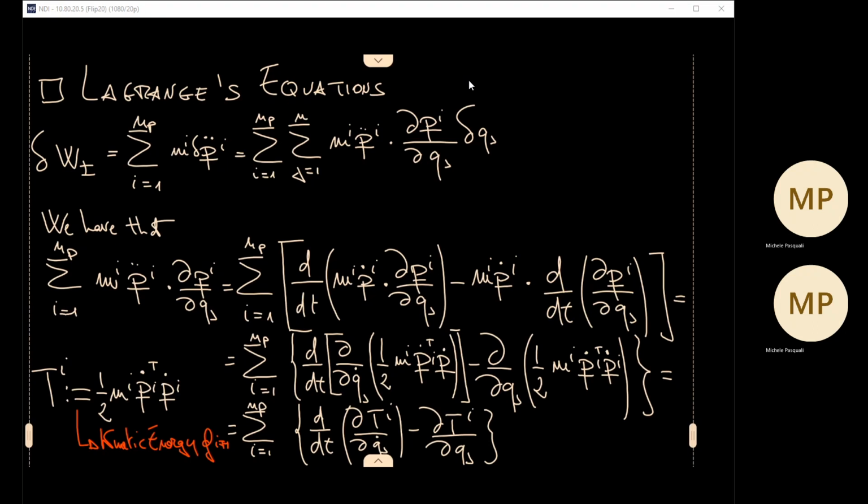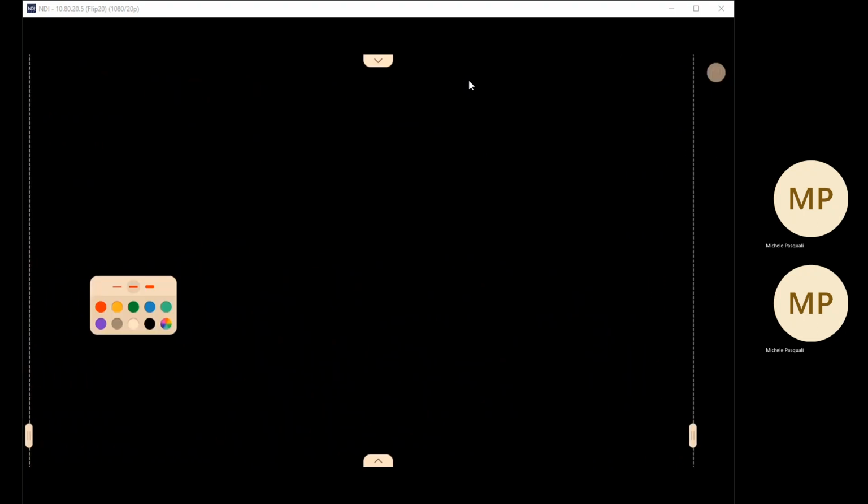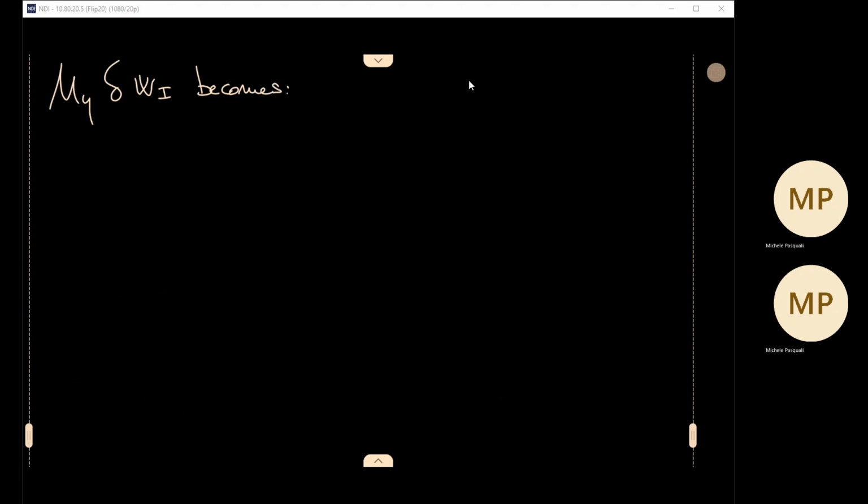So let's rewrite my virtual variation of the inertial work. Okay. So my delta Wi becomes, what? Delta Wi is equal to the sum of j from 1 to n. Remember that np is the number of particles, n is the number of the generalized coordinates. It's two different things. Okay. i going from 1 to np.